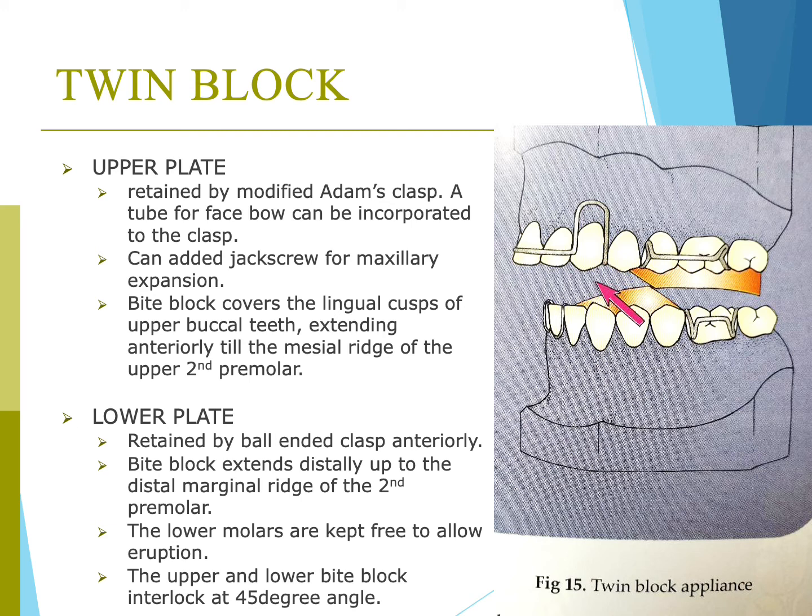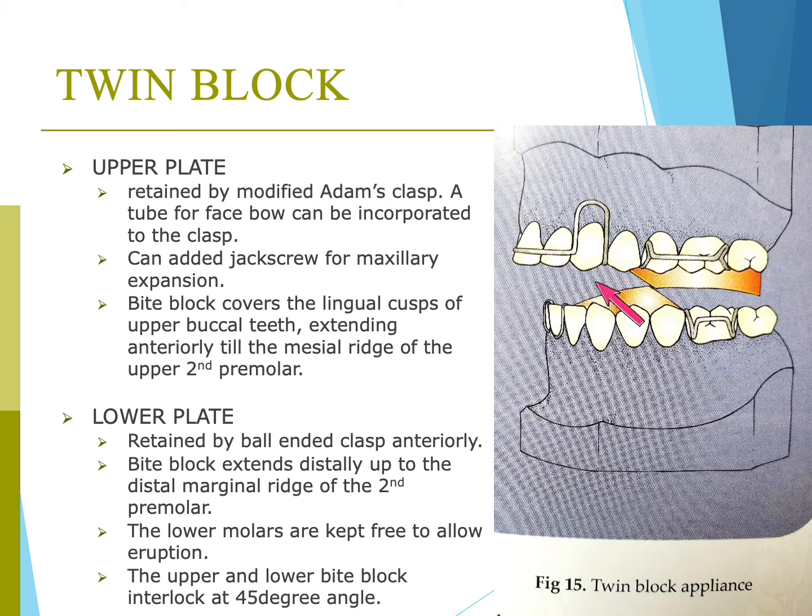In the upper plates, we can also add a jet screw for maxillary expansion. The bite block covers the lingual cusps of the upper buccal teeth, extending anteriorly to the mesial ridge of the upper second premolar. The lower plate is retained by ball-ended clamps anteriorly. The bite block extends distally up to the distal marginal ridge of the second premolar. The lower molars are kept free to allow eruption.